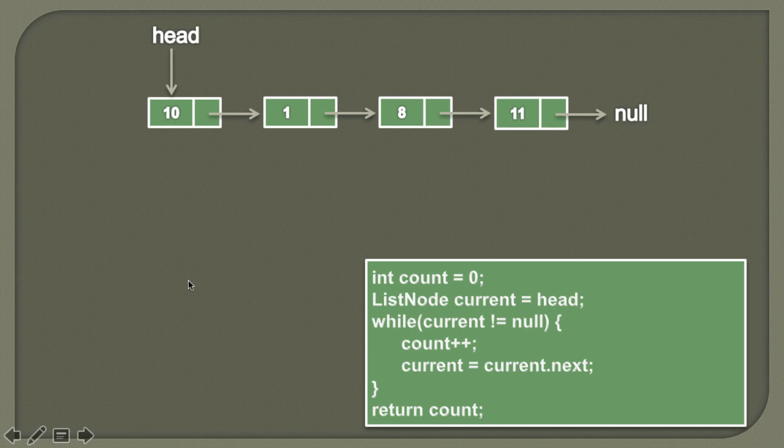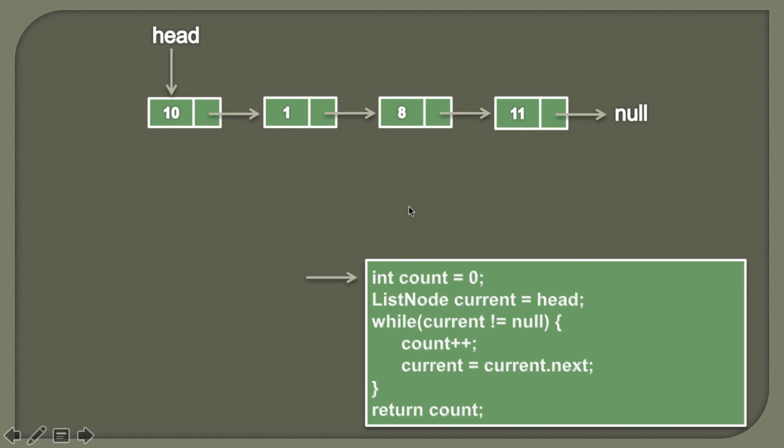So friends, let's suppose we are given a singly linked list having 4 nodes with data as 10, 1, 8, 11. Now in this singly linked list, head is pointing to the first node, and as you can see the last node is pointing to null. And we also know there are 4 nodes in the singly linked list. So in order to find the length of the singly linked list, below is the algorithm for it. So let's see the demonstration of this algorithm step by step.